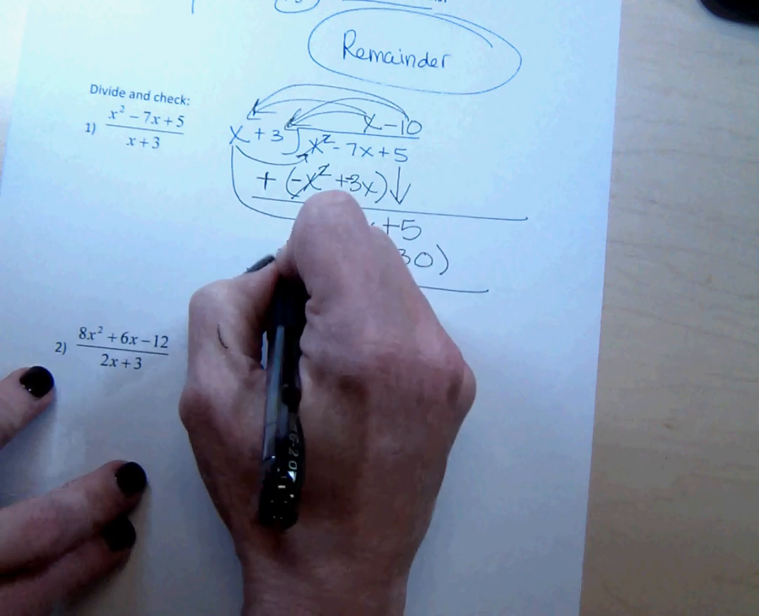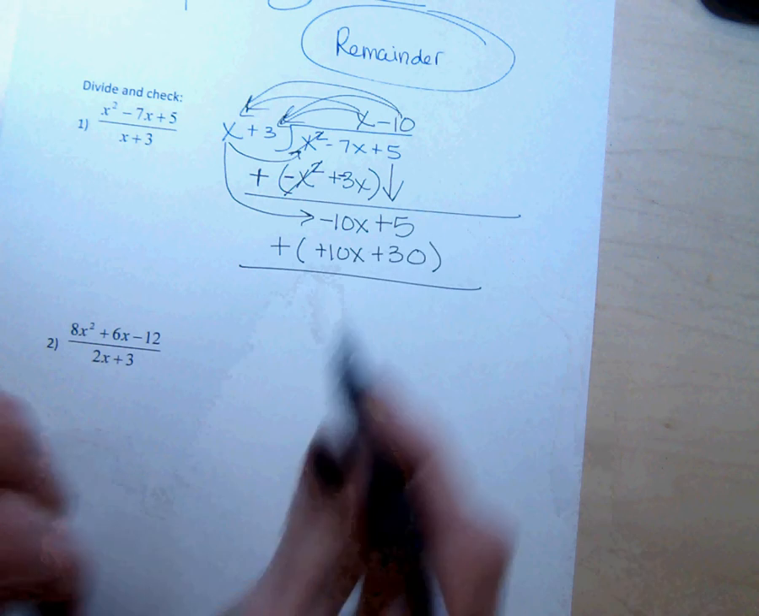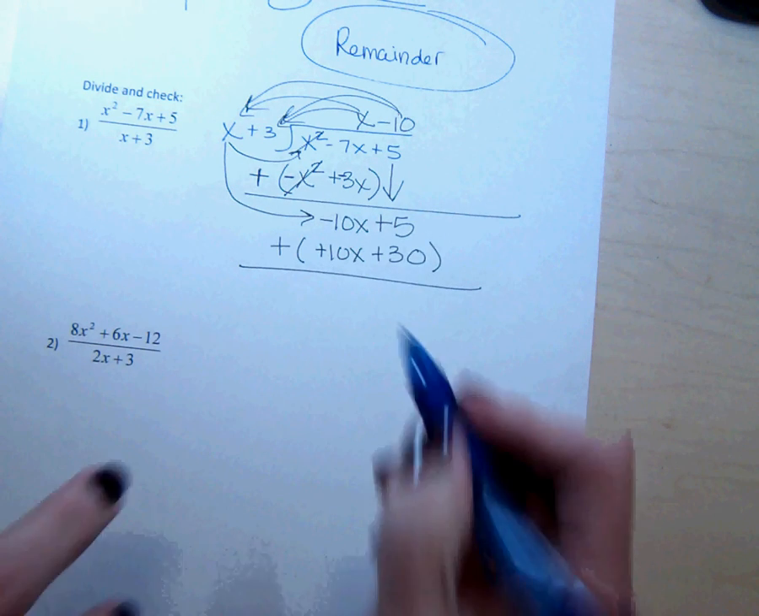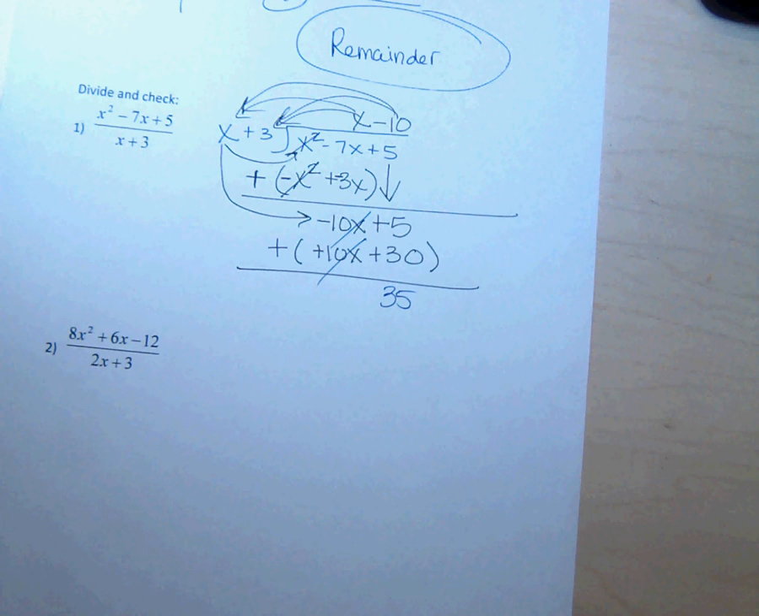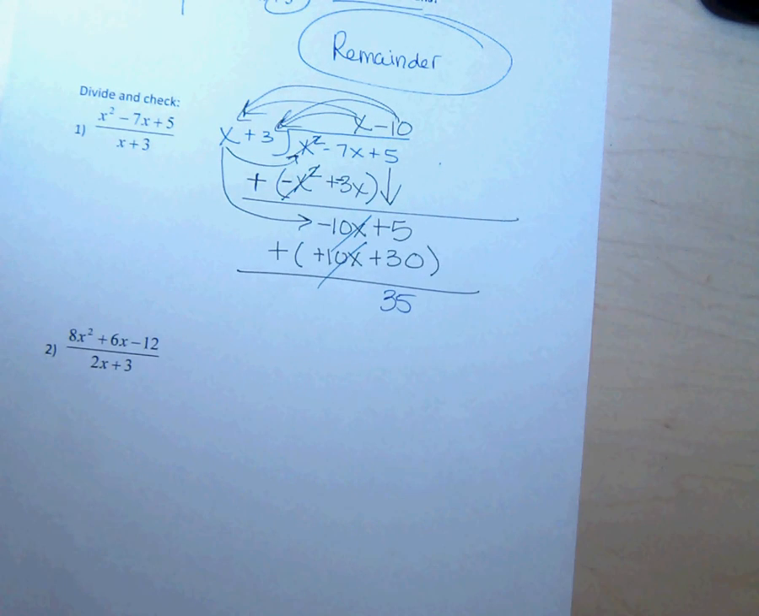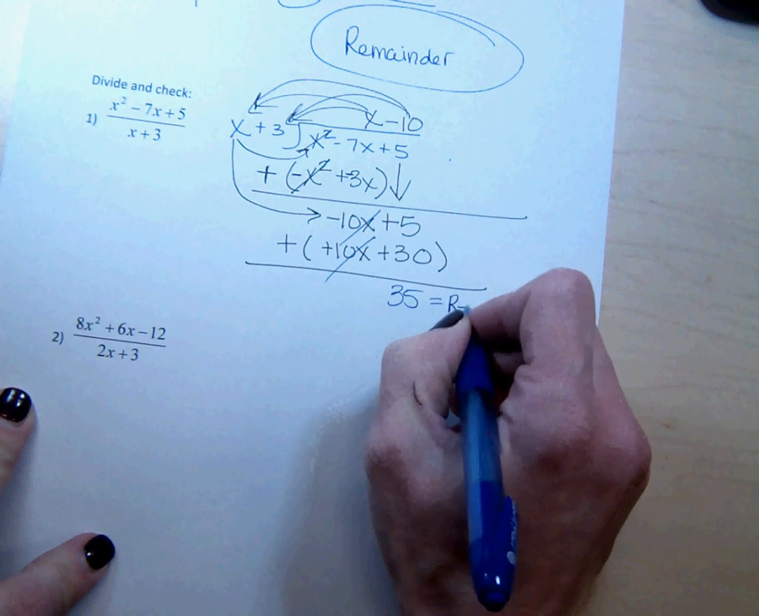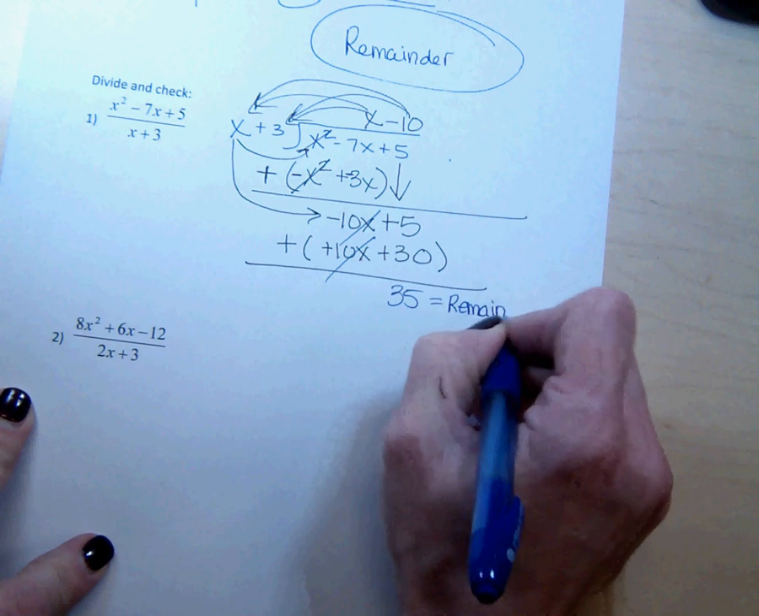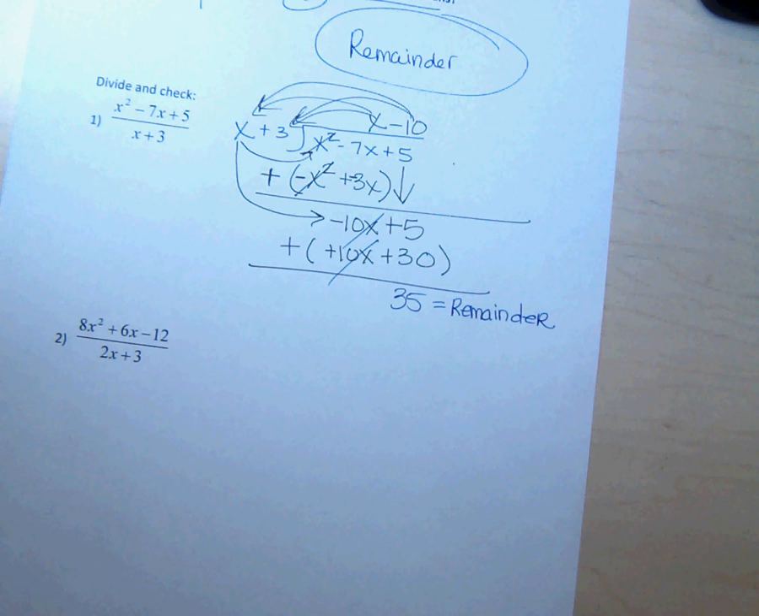So this becomes plus positive 10x and plus positive 30. Well, now when I add negative 10x plus 10x, that's 0. But look, 5 plus 30, I get a remainder of 35. I don't have anything else to drop down, so I know I'm done. So this is a remainder. Okay, now, we don't write it, though, just as R35.